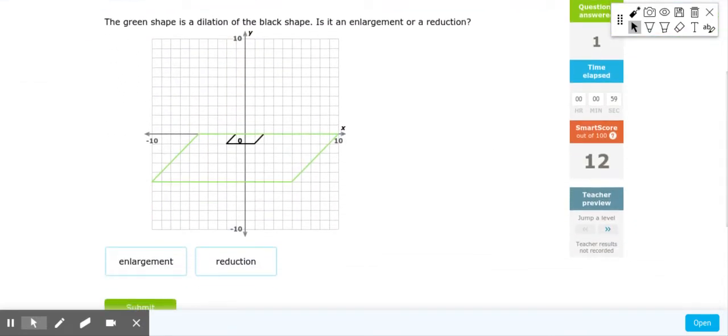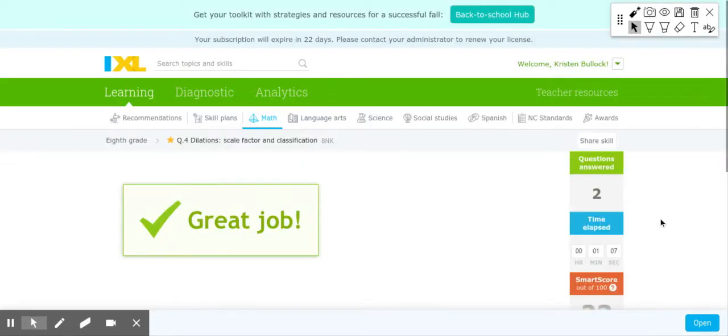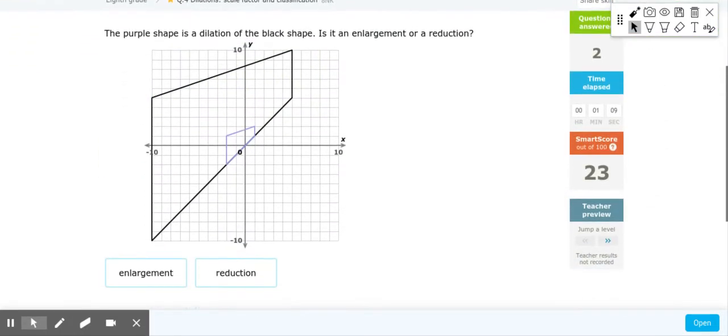The green shape is the dilation. So the black shape is the original or the pre-image, and we can see that that is also an enlargement. I'm going to jump a level. In this one, the purple shape is a dilation of the black shape, which was the pre-image, and that was a reduction. So just be careful which is the pre-image and which is the dilated image.